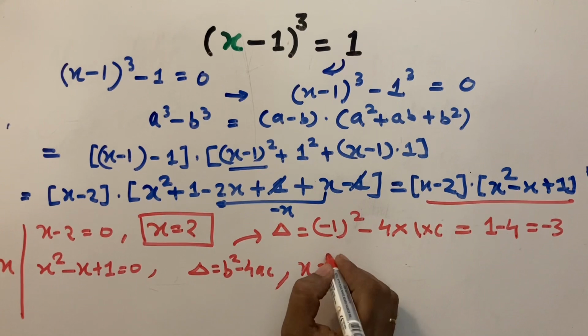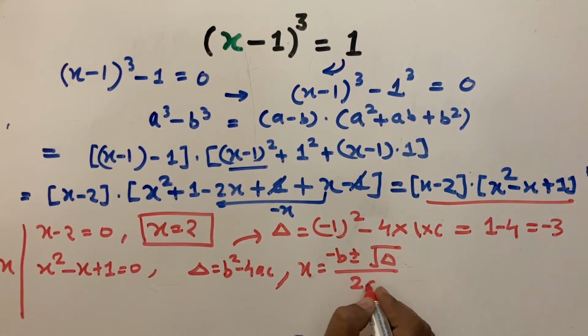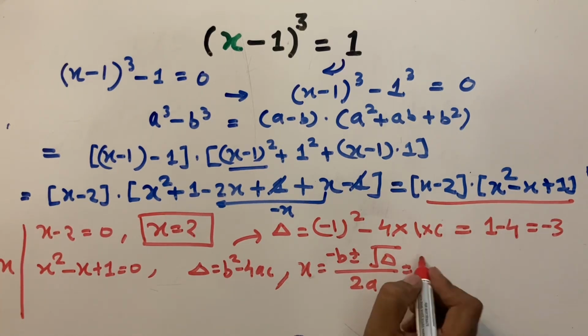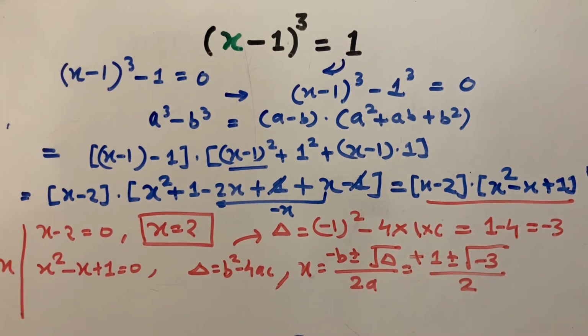So the value of x equals (-b ± square root of delta) divided by 2a, which equals (1 ± square root of -3) divided by 2. Therefore, x equals (1 ± i square root of 3) divided by 2.